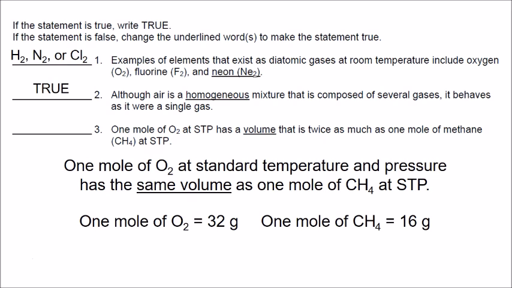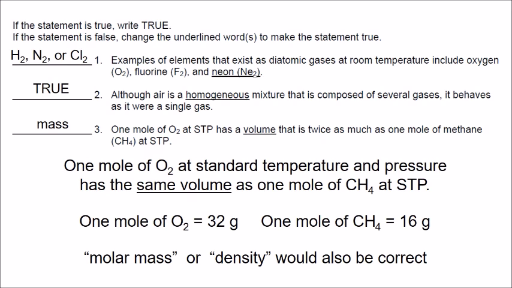If you look on the periodic table, 1 mole of oxygen weighs 32 grams, but 1 mole of methane weighs only 16 grams. So I was going for either mass, or you could have said molar mass, or density to change that statement to make it true.